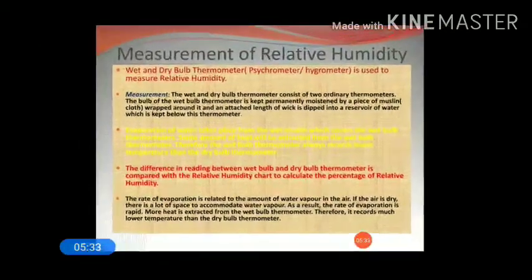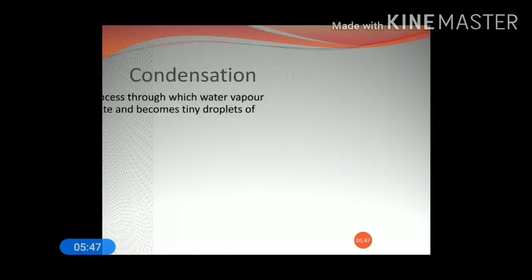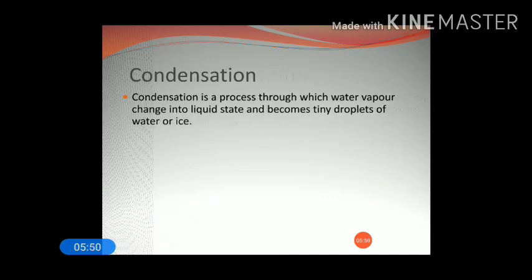Okay, now coming to next, the calculation of relative humidity we have already done. So the next topic will be condensation, and there are different forms of condensation. We will be discussing that. Okay, now first we'll see the definition of condensation. Condensation is a process through which water vapor changes into liquid state and becomes tiny droplets of water or ice.